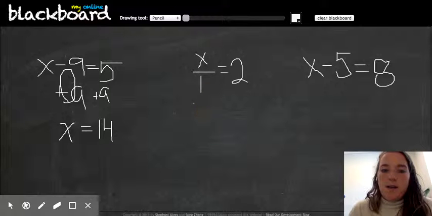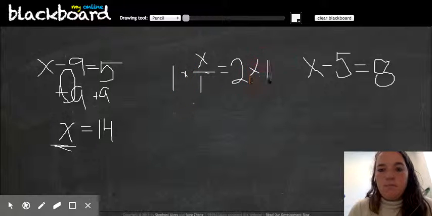All right, for the second one, again, what are we trying to do? We're trying to get x by itself on one side of the equation. So how can I undo this divided by 1? I can do the opposite. What's the opposite of division? Multiplication. So I can multiply this by 1 on both sides. On this side, we just undid the operation, so we'll just end up with x. On the other side, we'll have 2 times 1. What's 2 times 1? 2. So x equals 2.